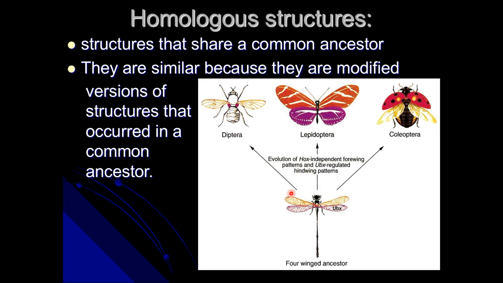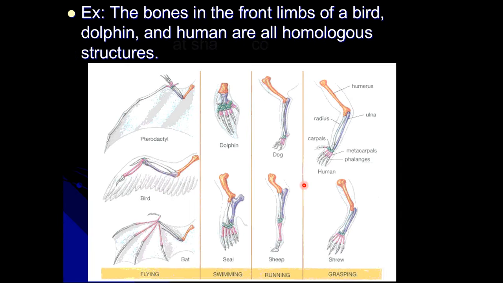It looks like a dragonfly, but it's not. It's an ancestor to the dragonfly, and it gave rise to several different winged insect species. All of their wings are then homologous structures because they derive from the ancestor's wings. Another example is the bones in the front limbs of birds and dolphins. These are all homologous structures here because they derive from a common ancestor.